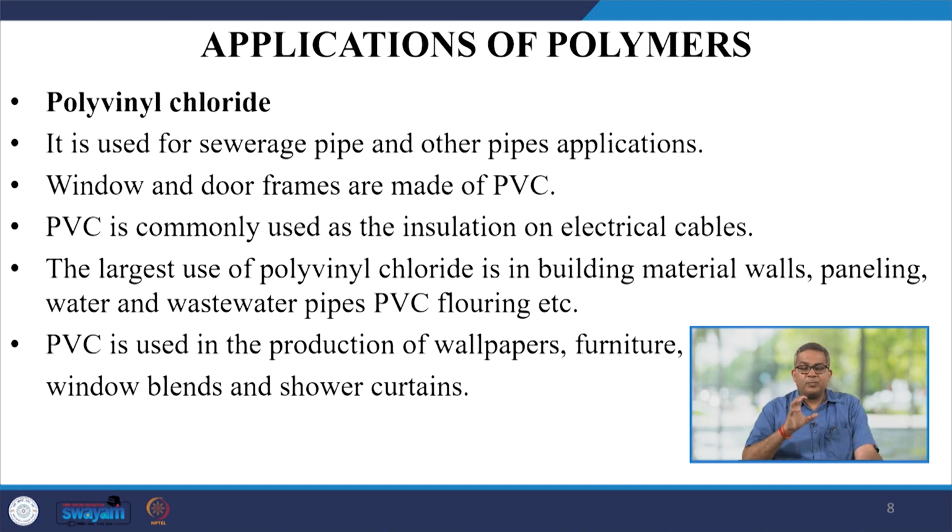PVC is the most commonly used abbreviated form of polyvinyl chloride. It is used for sewage piping, other pipe applications, and windows and door frames, which are made of PVC, UPVC, etc. UPVC is a more common term nowadays. PVC is commonly used as insulation on electrical cables. The largest use of PVC is in building materials: walls, paneling, water and wastewater pipes, PVC flooring, etc. It's used in the production of wallpaper, furniture, sometimes window blinds and shower curtains. All these are major applications of PVC.